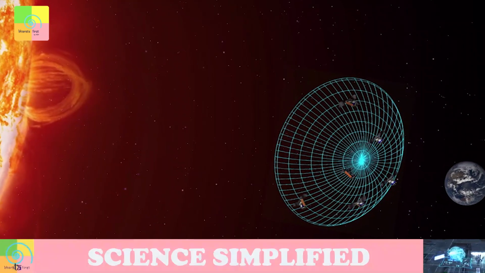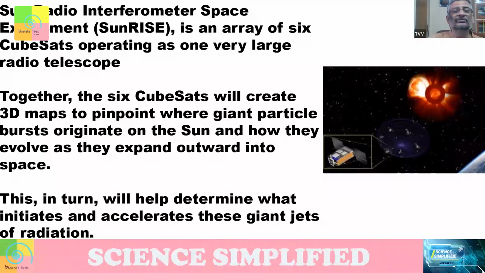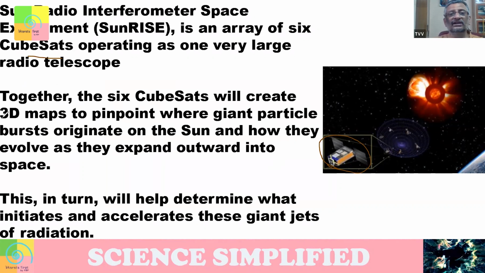It's a very interesting mission that NASA is proposing to send. It's called Sunrise. Sunrise means Sun Radio Interferometer Space Experiment. So what it will have is six CubeSats. CubeSat means a very small satellite, in the shape of a cube. It will be going around Earth in this configuration. All the six CubeSats together will create a 3D map of the places where there are bursts happening in the sun.